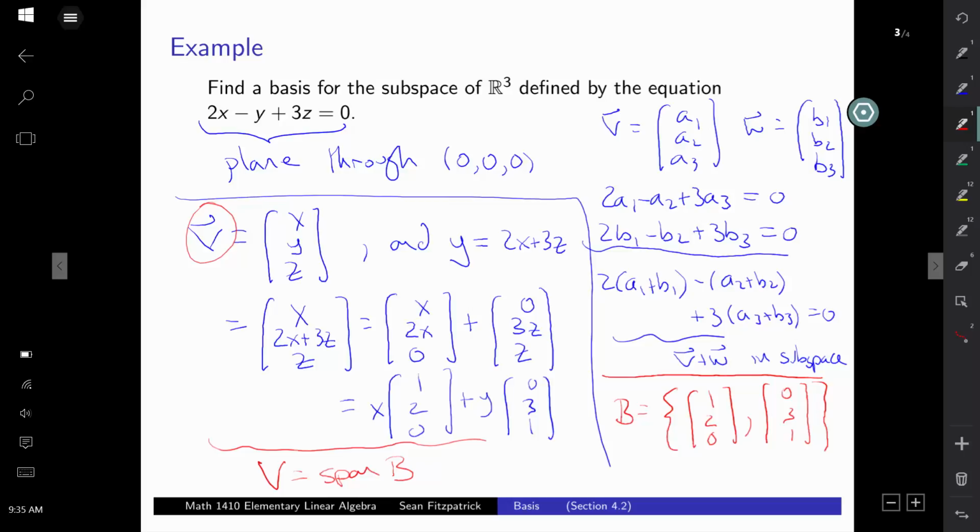And when we look at them, we can see they're not parallel. There's only two vectors, right? There's two vectors, they aren't parallel. So we know that B is linearly independent, and that tells me that it's a basis. Okay.